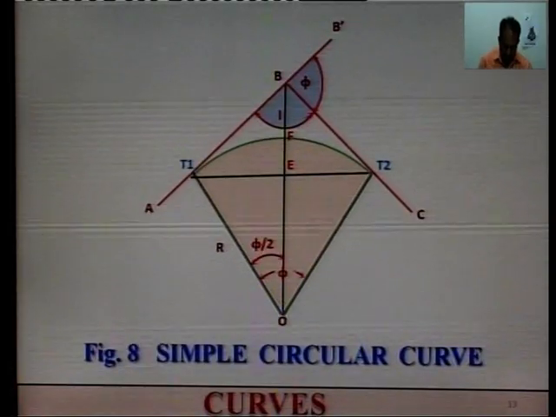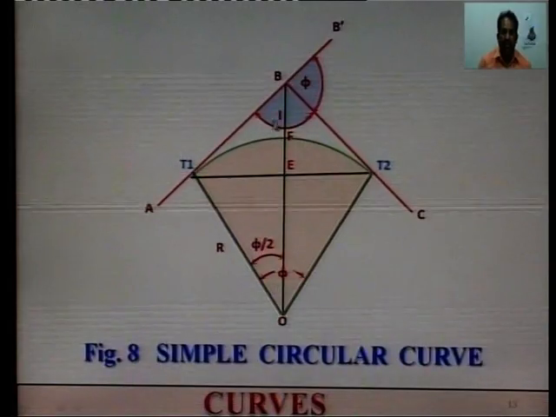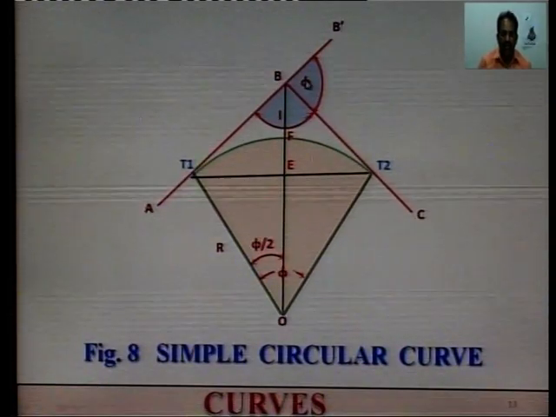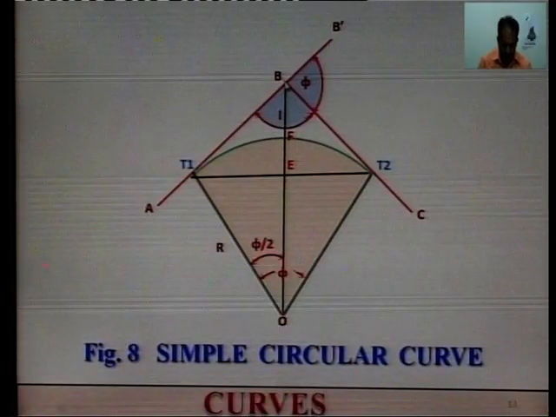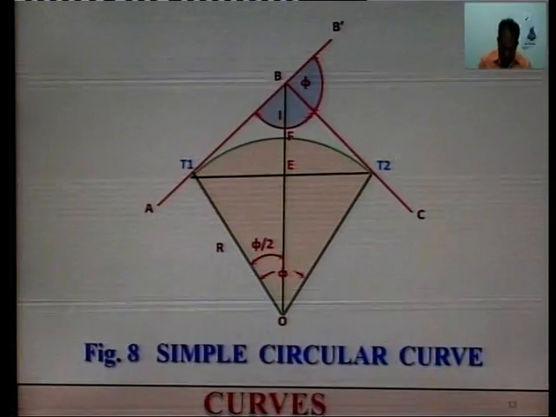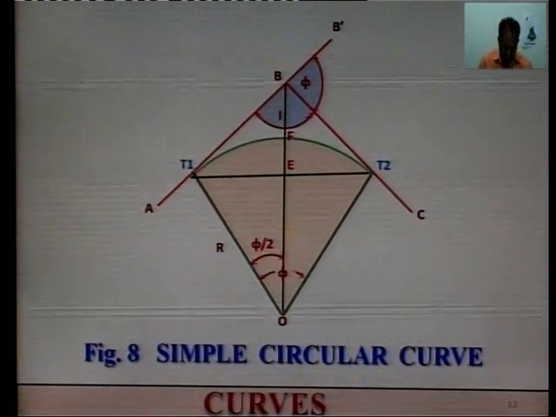The second part is the point of intersection of the two straights, that is point B, where AB and BC meet. This is called the point of intersection, or it is also called the vertex.